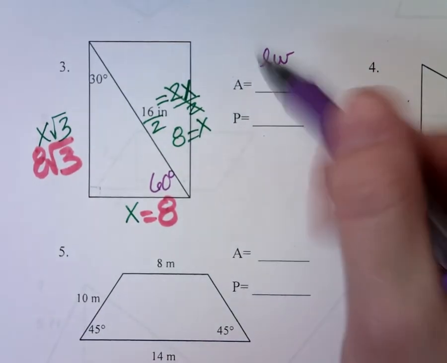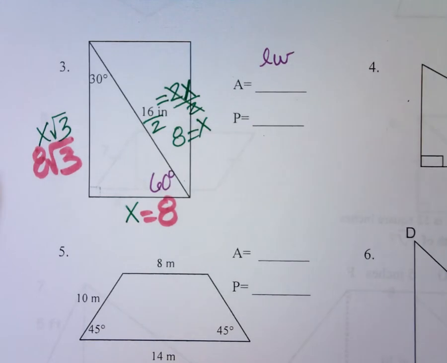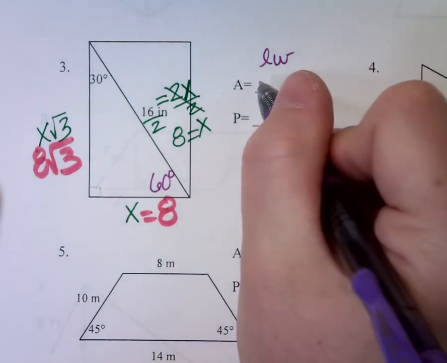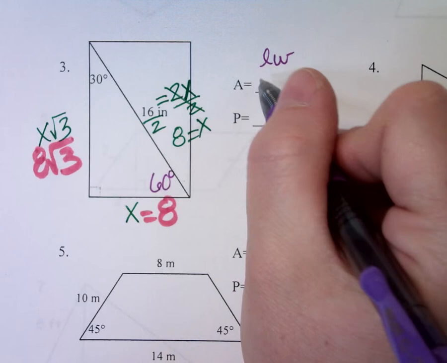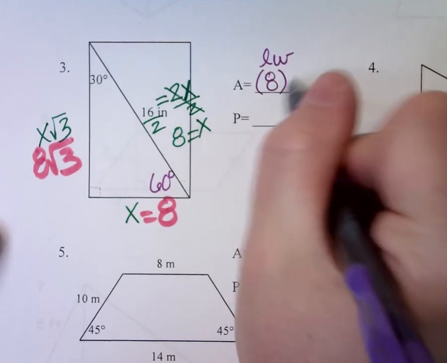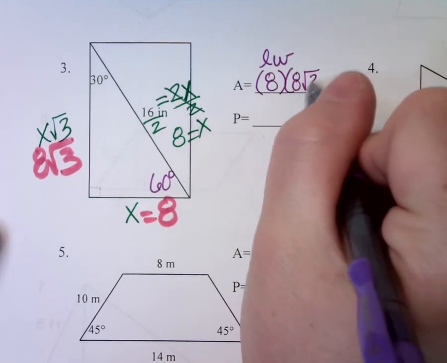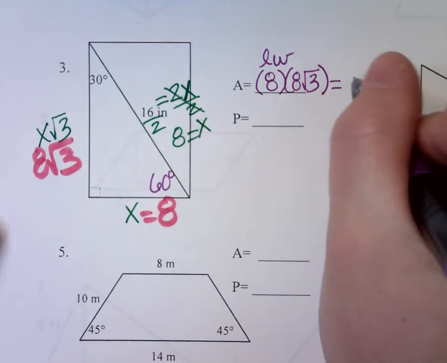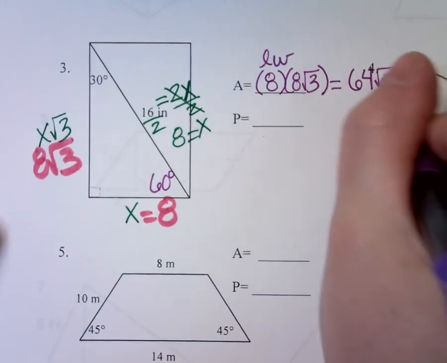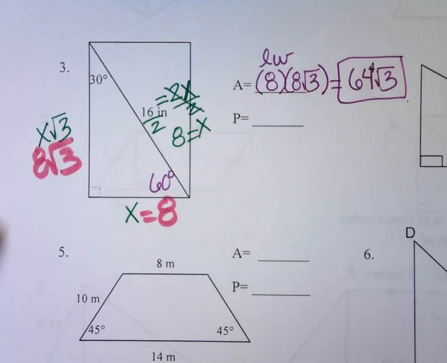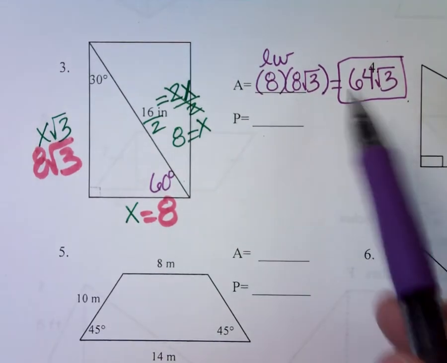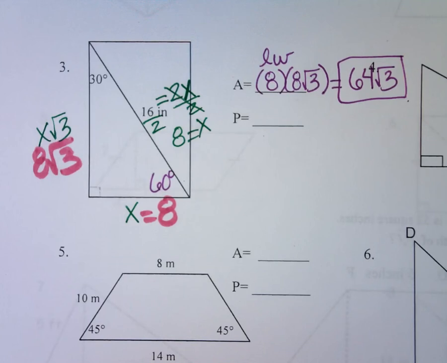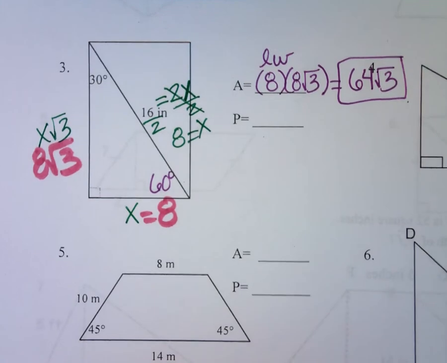What would I multiply together for length times width? What's my length? 8 times 8 square root of 3. Let's keep it in radical form. What do you think that would be? 64 square root of 3. You multiply the 8 and the 8 because they're both on the outside, and then the square root of 3 just tags behind. Okay, perimeter, I add up all my sides, or there is a special formula for this.